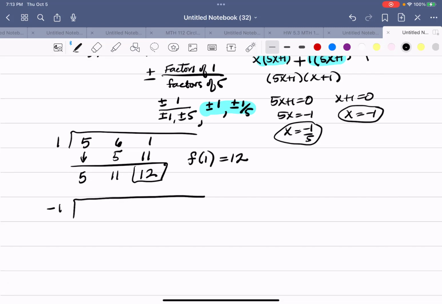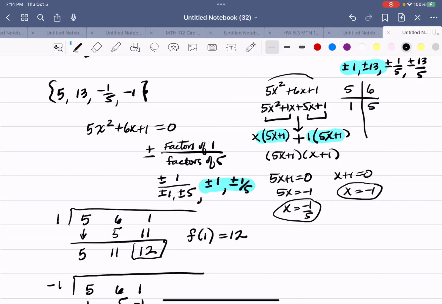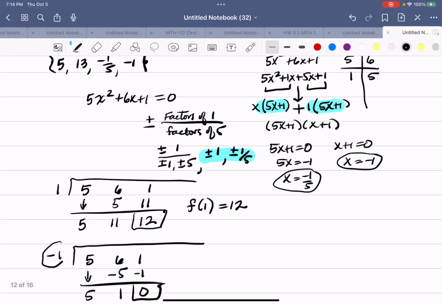Negative 1, 5, 6, and 1. So drop my 5. Negative 1 times 5 is negative 5. Add, I get a 1. Negative 1 times 1 is negative 1. Add, I get a 0. I have found my third 0. So there's that negative 1 that we got when we factored.